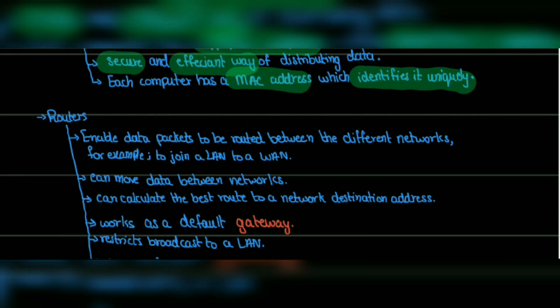Then what we have here is a router. A router is much smarter than a switch and hub. It enables data packets to be routed between different networks. It makes the whole WAN. Routers are the only thing we need to make a whole internet, because whenever data is traveling, it travels from router to router to reach that particular destination. So data packets are routed between different networks, for example, to join a LAN to a WAN.